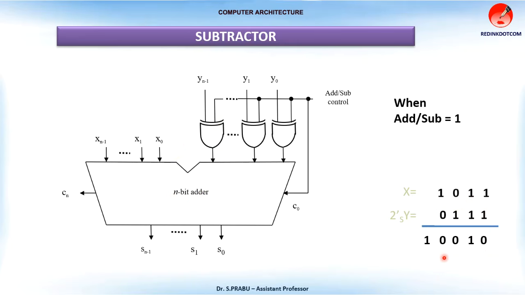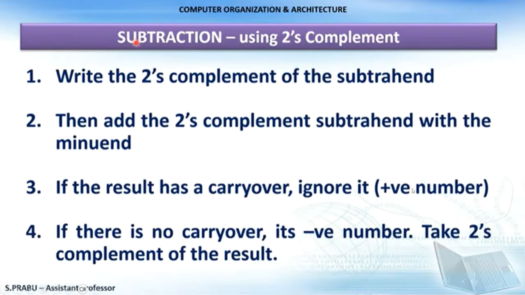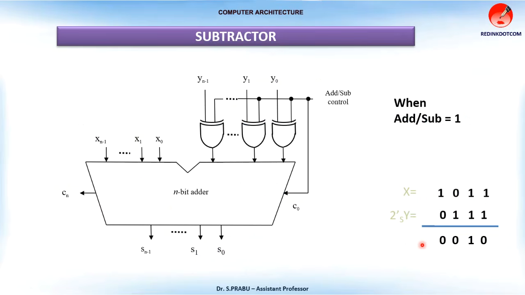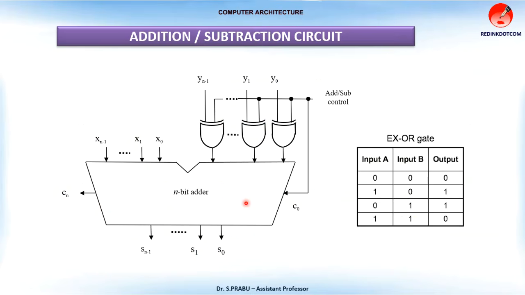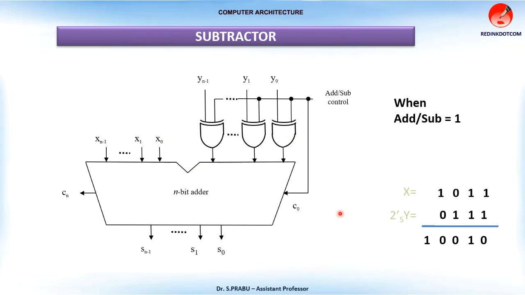You just recall the unit 1 concept for subtraction using 2's complement number. If the result has a carry, you just ignore it. The result is a positive number. So ignore this carry. The result is 2. So in this way, this circuit can be used as both an adder as well as a subtractor by means of this XOR gate design. So this is the subtractor circuit design.